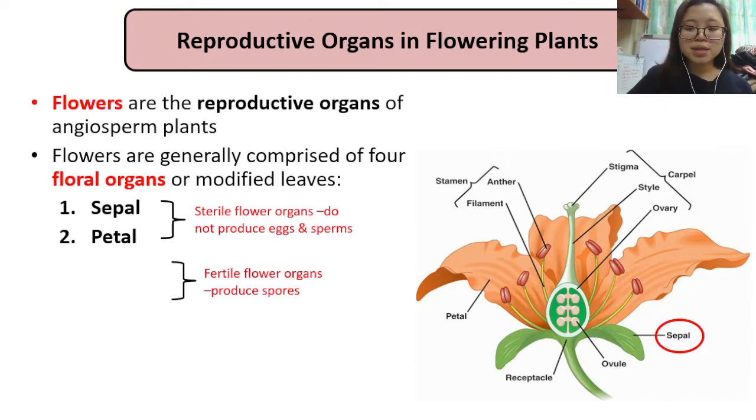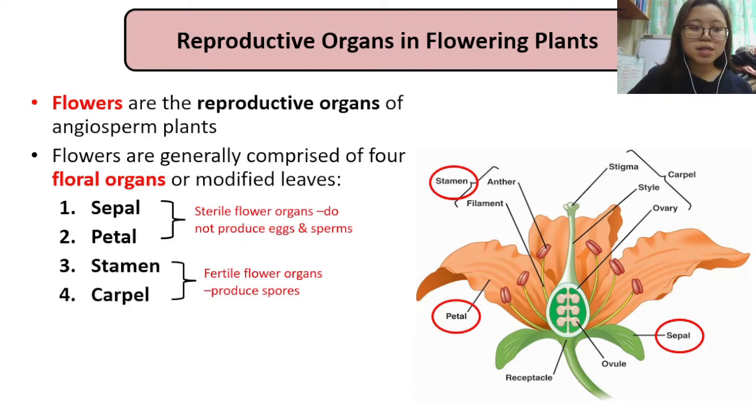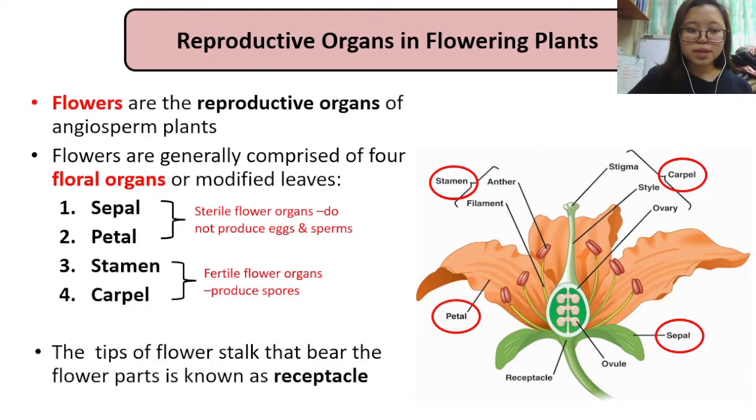The second part is the petal, which is this part. As you know, it is the flowery, colorful one. The third floral organ is the stamen. The stamen is this. It consists of the anther and the filament, and the carpel. The carpel is this. It consists of the stigma, style, and ovary. The tips of the flower stalk that bear the flower parts is known as the receptacle.